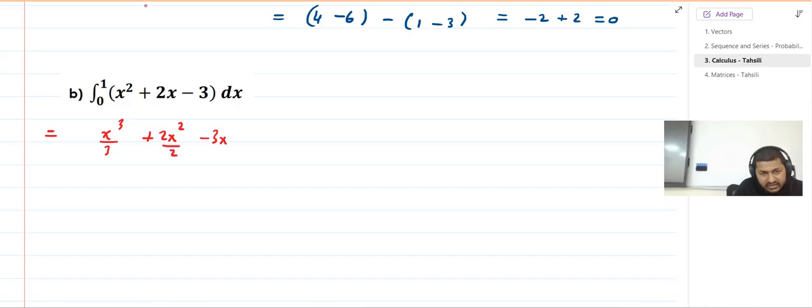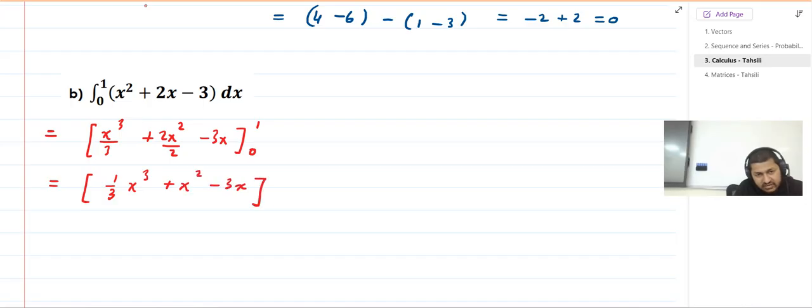So I've integrated this. I added 1 to the power divided by the same power, left the 2, added 1 to the power divided by the same power, 3x from 0 to 1. It means x equals 0, x equals 1. Now I need to simplify this. I've got 1 over 3 x cubed plus x squared minus 3x, 0 to 1.